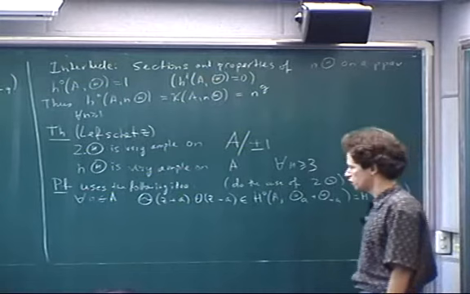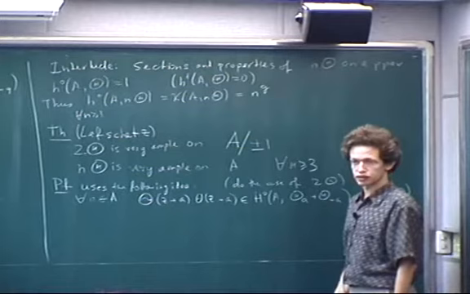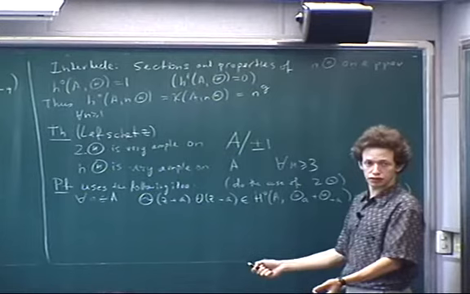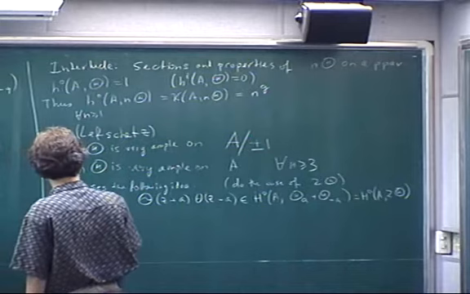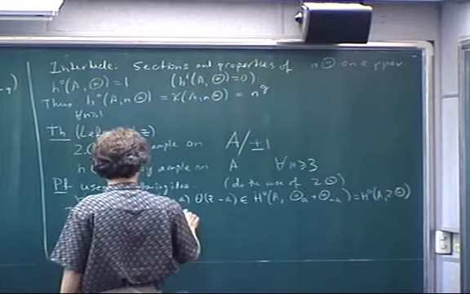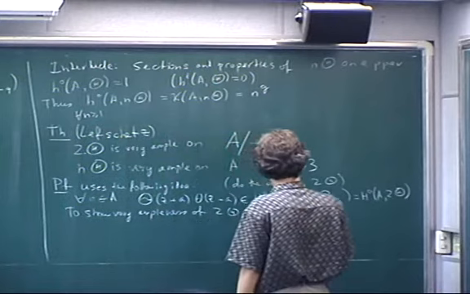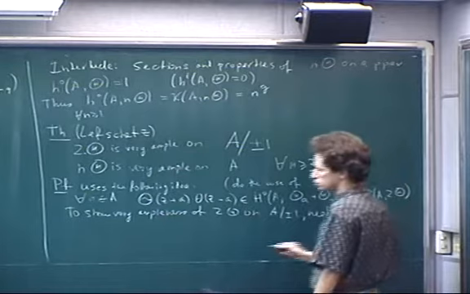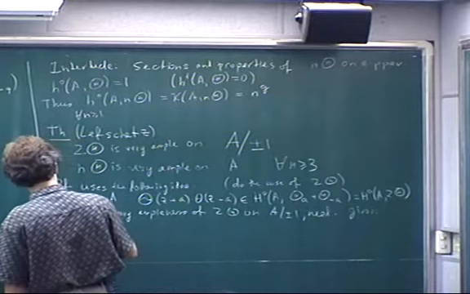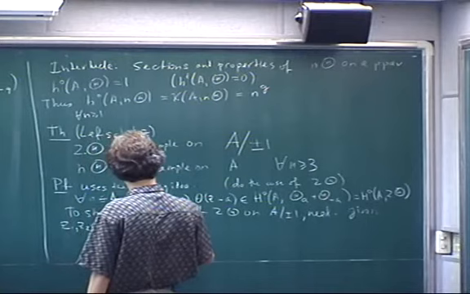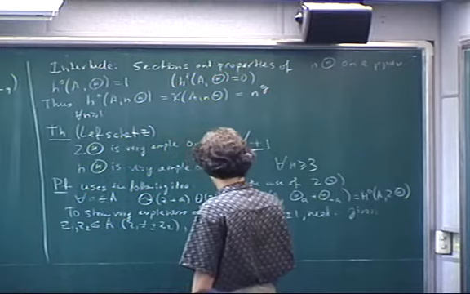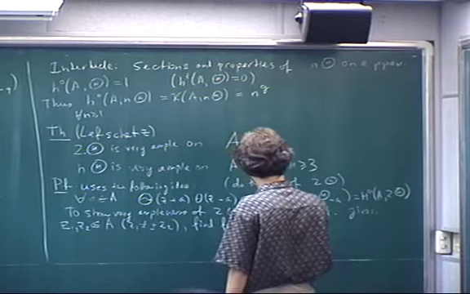So now what I want to show is that 2 theta is very ample. So I'll need to take 2 points, and I'll need to show that sections of 2 theta separate these 2 points. So to show very ampleness of 2 theta on the quotient by plus minus 1, we need the following. Given any points, say z1, z2 in the abelian variety, z1 not equal to plus or minus z2, find an f in 2 theta such that it vanishes at one and not at the other.